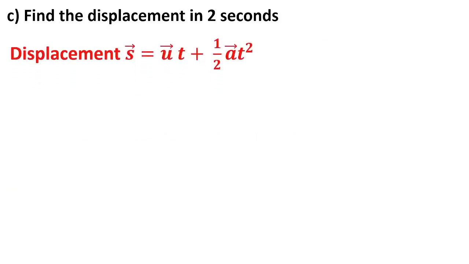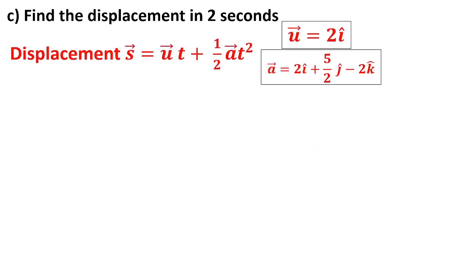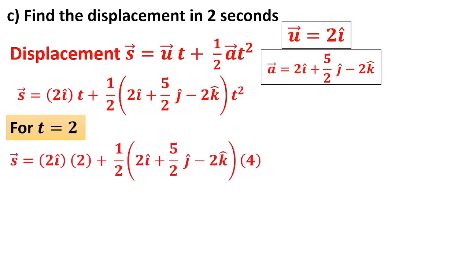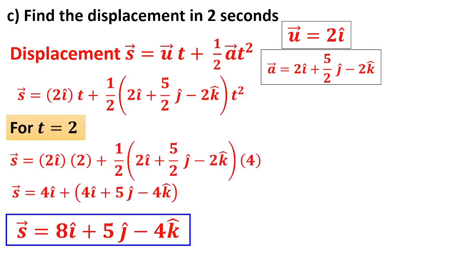Find the displacement in 2 seconds. There is a formula of displacement given. Vector S is equal to ut plus half at square, and u is 2a and a is given. Put it there and t is equal to 2. Find the value. It is coming as 8i plus 5j minus 4k.